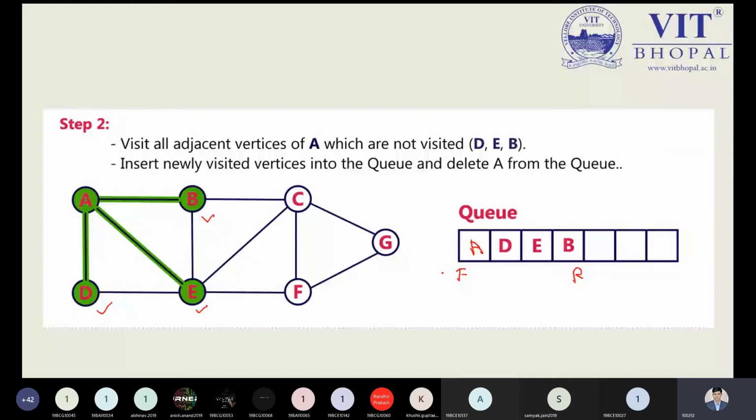So what happened? A is already visited. So F is our pointer that is to be updated over here because A is removed. So that's why we can say A is already removed. Then the front value is to be updated by one. So D will be represented by the front and B is represented by the rear. Okay, now this part is clear to you all.